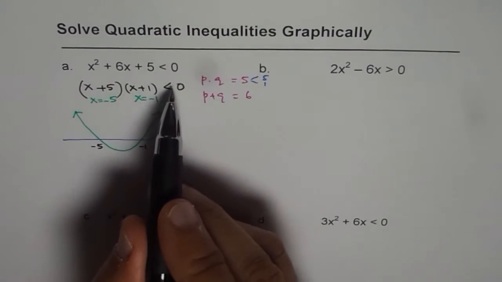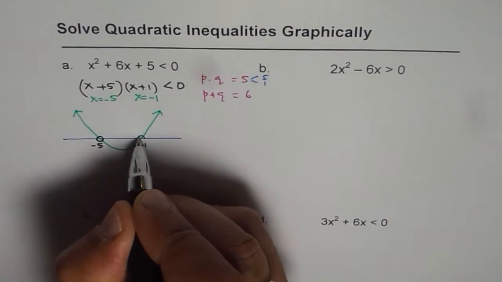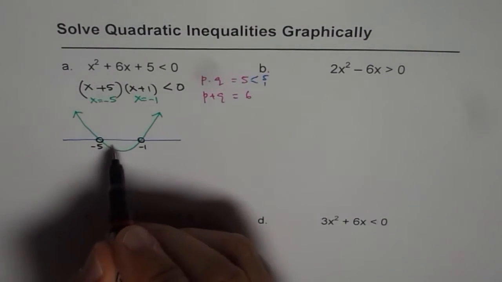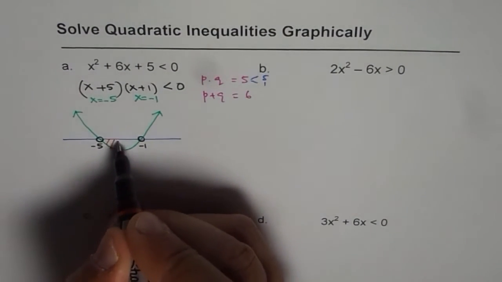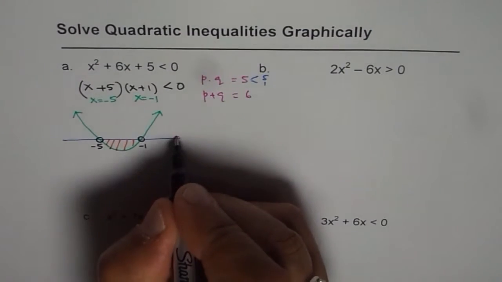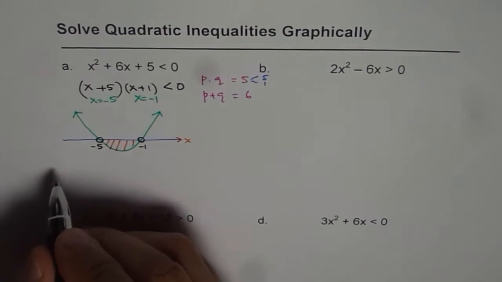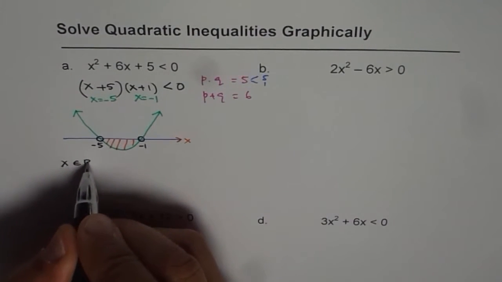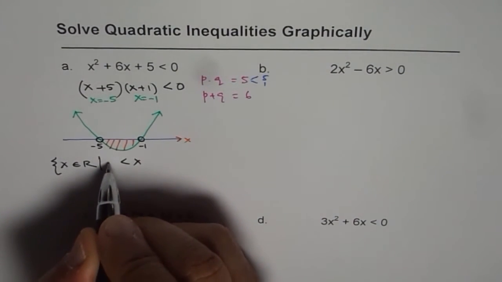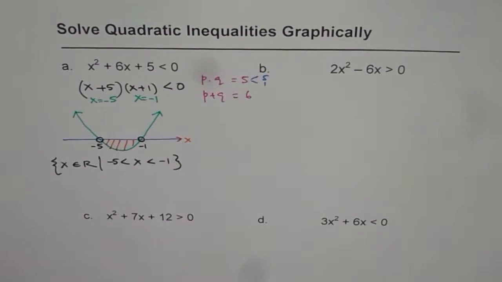Now in this case, it is less than 0. That means these points are not part of solution. So what is the part of solution here? The graph below the x-axis is the part of solution. Do you see that? That is the x-axis. So that is the solution. Now we can write down the solution as x belongs to real numbers, where x is greater than minus 5 and is less than minus 1.